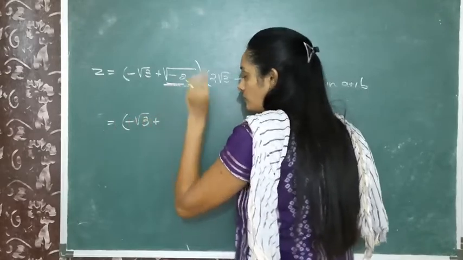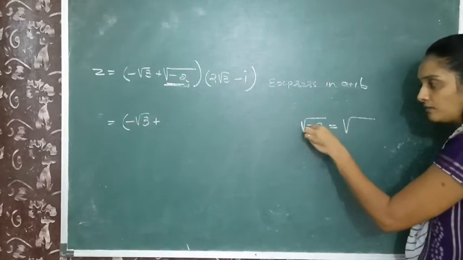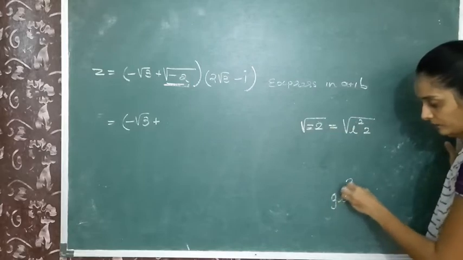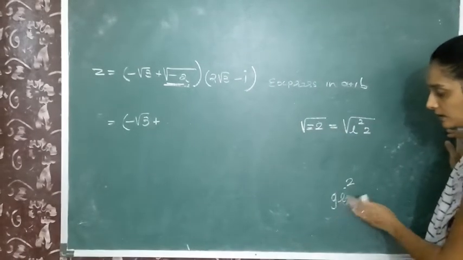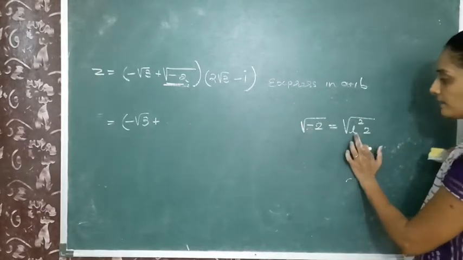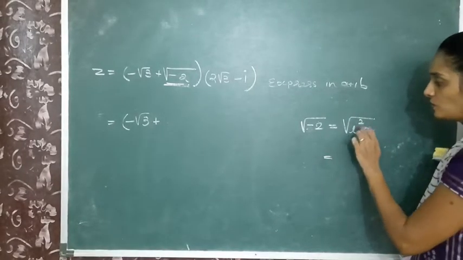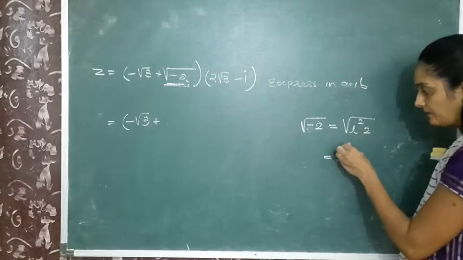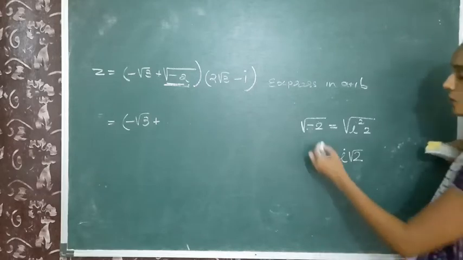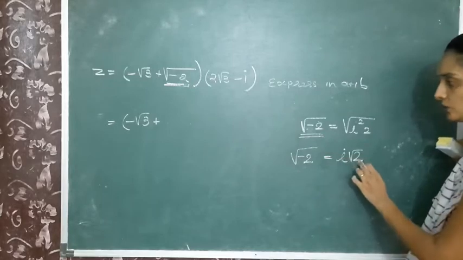First we have to simplify root of minus 2 like this. Minus is replaced by I square. Then we can take the square root. So the square root of I square is I, and the root of 2 does not come out, so root 2. So root of minus 2 is written as I root 2.